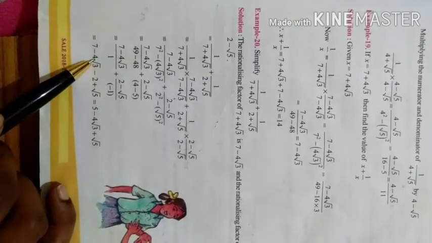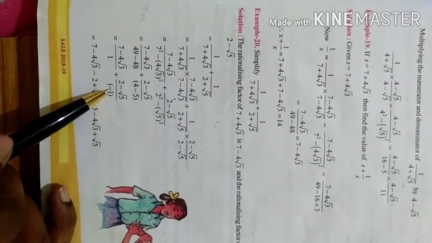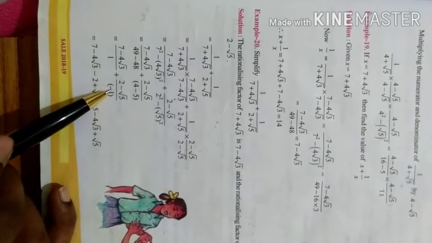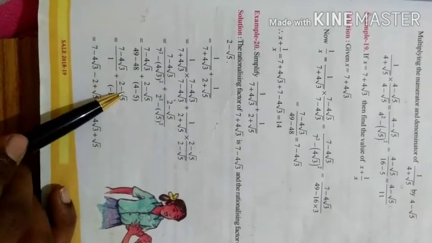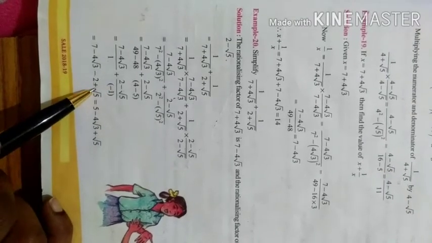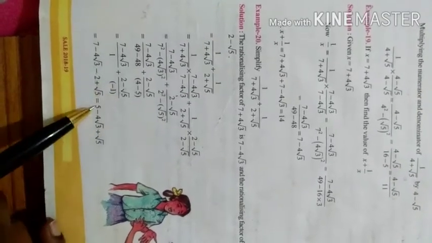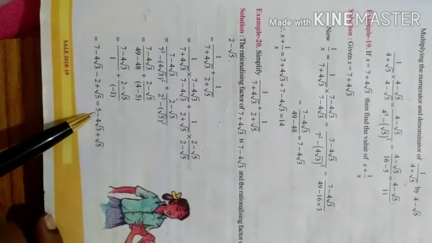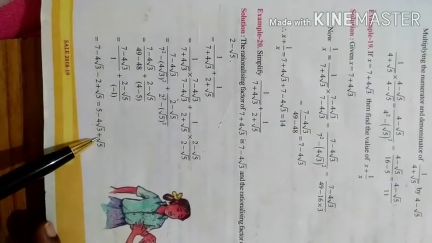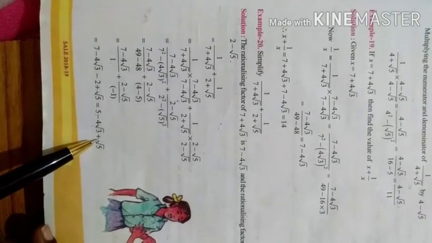Now 7 minus 4 root 3. If you take the minus common, you will get minus 2. Minus into minus is plus, so you get plus root 5, and 7 minus 2 is 5, and minus 4 root 3 plus root 5. Clear? This is how you have to do the rationalizing of the denominators of your numbers. Clear? These are the example problems.